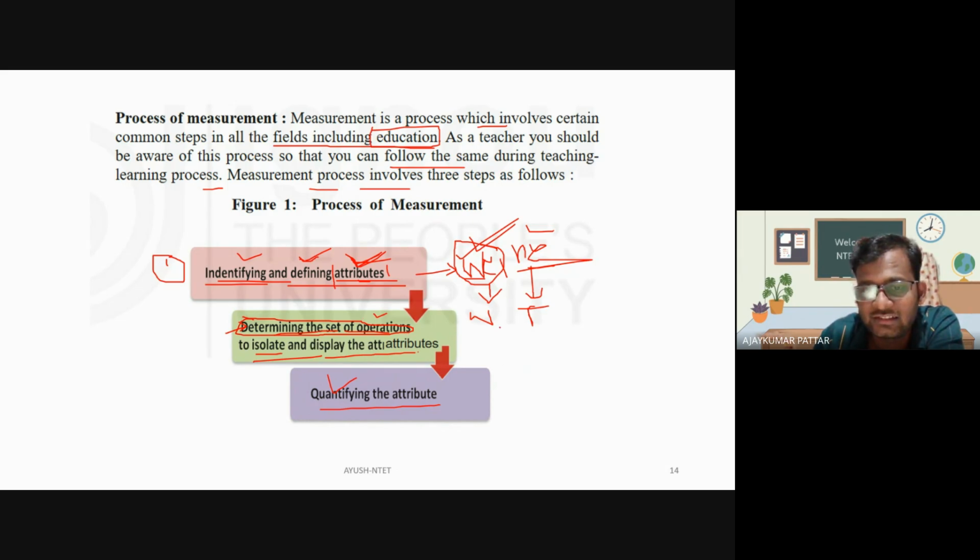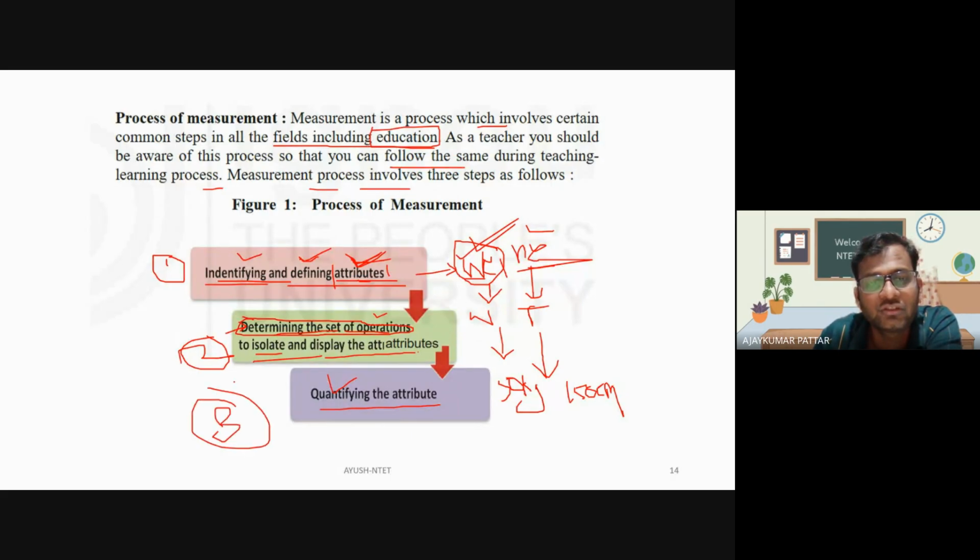Then third step, quantifying the attribute means here the weight is 50 kg. We will give the quantity, that is the number, 50 kg. The weight is 50 kg, height is 150 centimeters. So the measurement process involves these 3 common steps in all fields, including education.